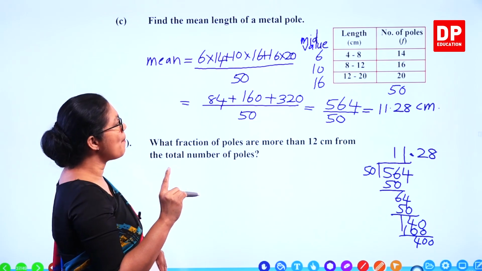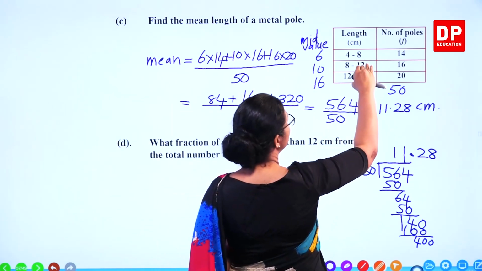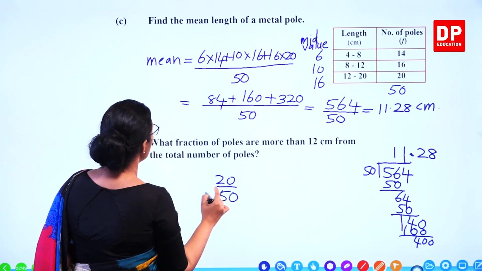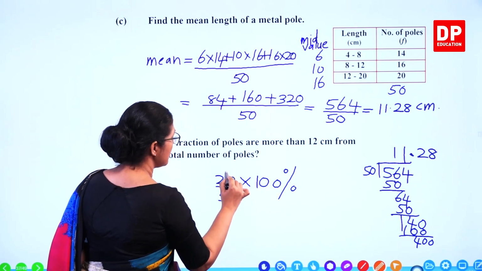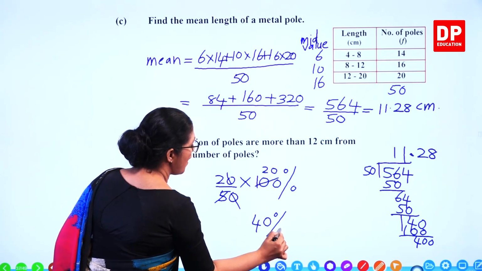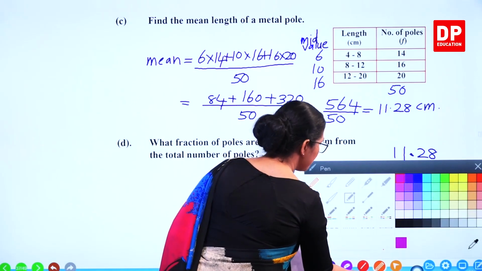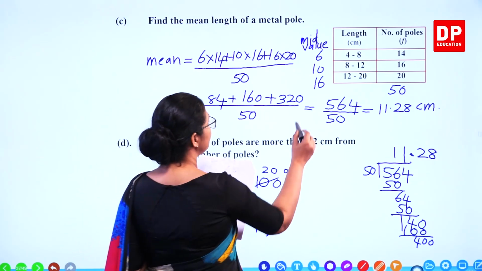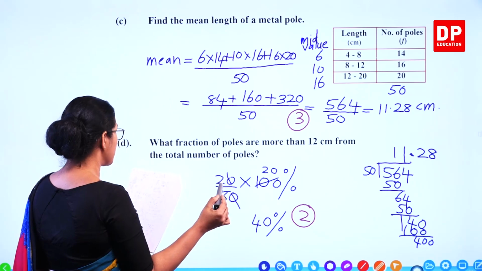What fraction of poles are more than 12 centimeters from the total number of poles? Above 12. That's 20 out of 50. So we can write it as a fraction if you want. Multiply by 100%. You get 40%. Or as a fraction, you can write 2 over 5 as well. So how many marks for these two steps? 3 marks for finding the mean and 2 marks for finding the fraction or the percentage.